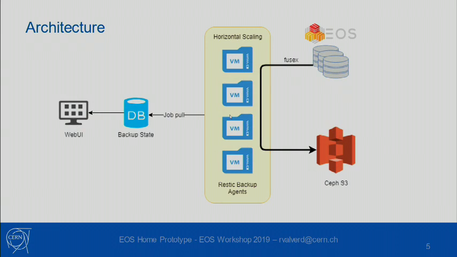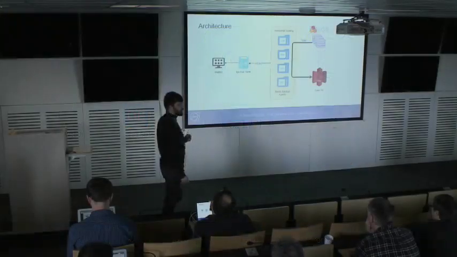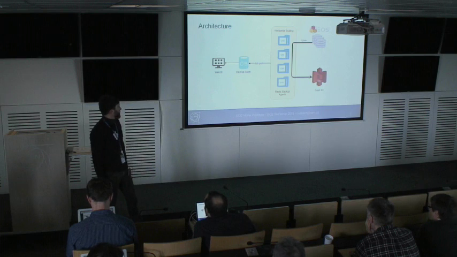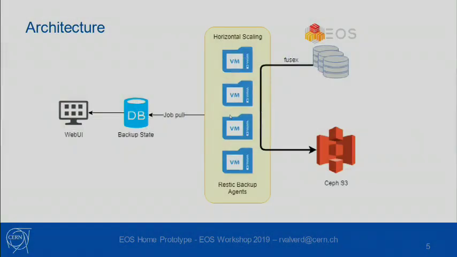This is the architecture that we are evaluating. The idea is very simple: back up the data directly from EOS Home to S3. In the S3 part, we have one repository per user. Each user will have its own repository in S3, corresponding to a bucket on S3. This way we isolate the backup of one user from the others. I think that is convenient, and also very easy for the operation of the repo.